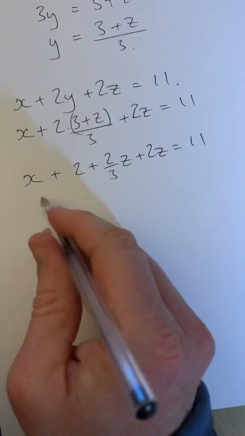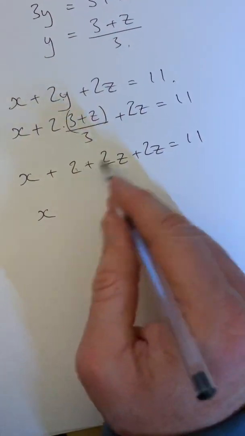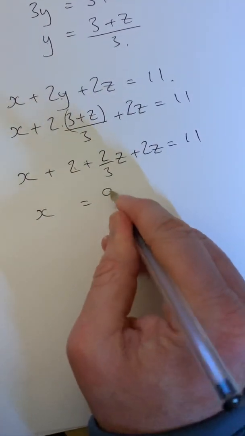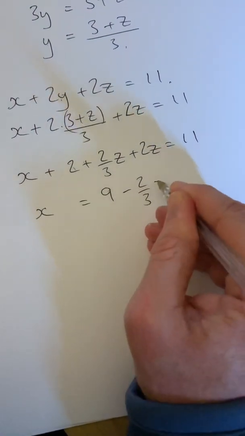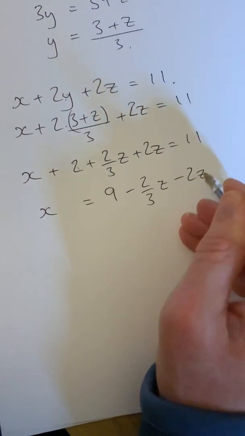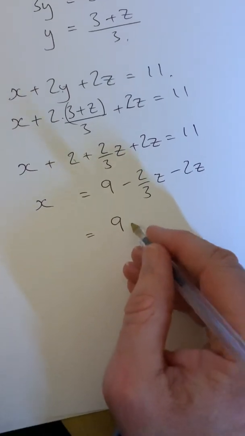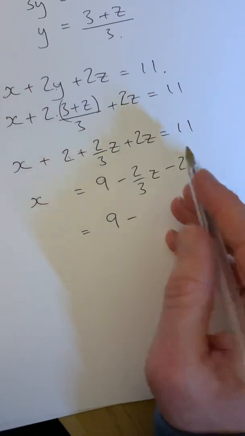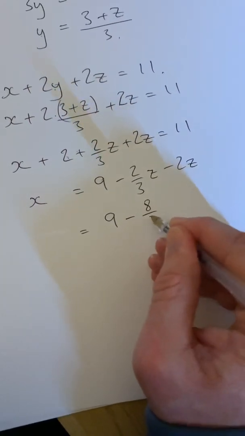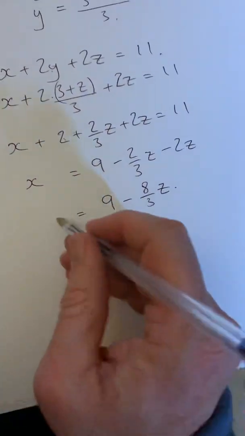Take the 2 over, take everything over in fact. That will give us x equal to 9 minus 2/3 z minus 2z, and tidying that up, that will give us 9 minus, what would that be? That will be minus 8/3 z. Okay, so that's what x is.